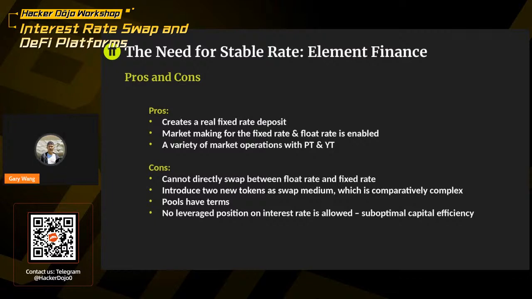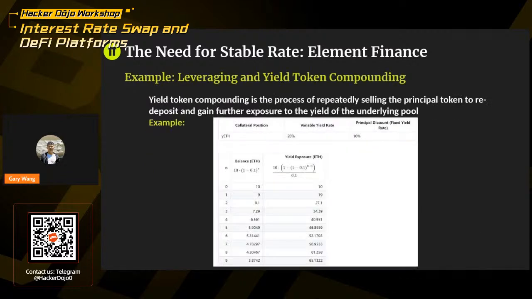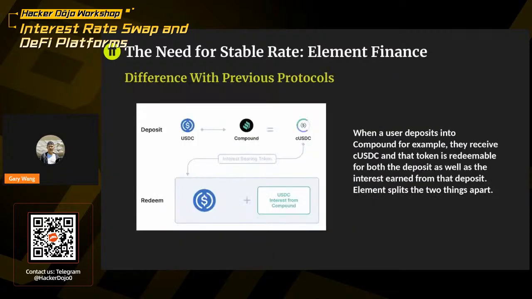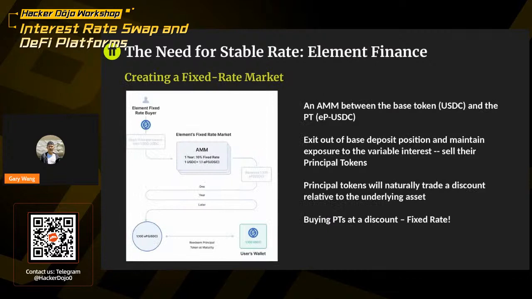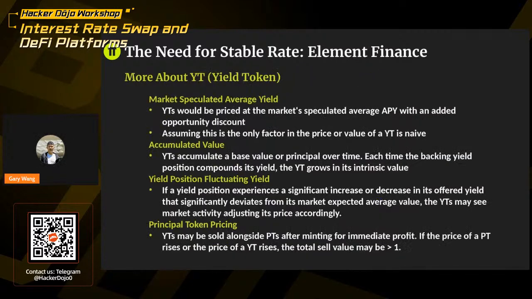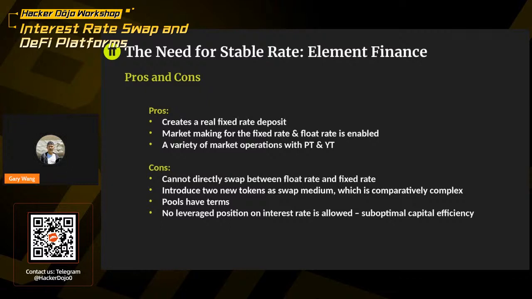And the third drawback is that the pools have terms, as you can see on this figure. Each pool has an expiration date, and there are only limited choices of these because otherwise the liquidity will be too split. So that is a drawback of the Element protocol because of this limited number of term choices.